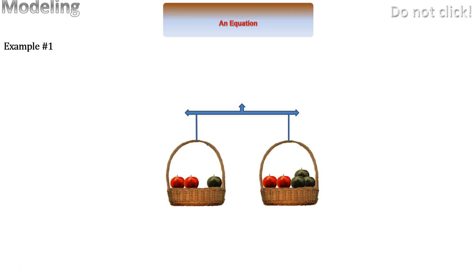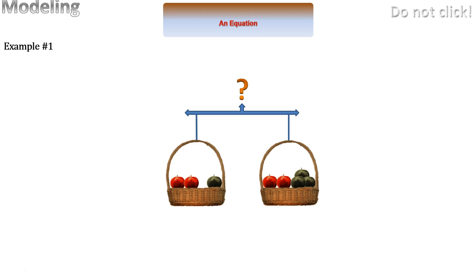Modeling example number 1. We have two baskets, and in one basket we have 3 apples, 2 red and 1 green. In the second basket we have 5 apples, 2 red and 3 green ones. The question is, can these two baskets, if they are on a scale, be in balance or not? Sure, they can't, because the right basket is heavier.